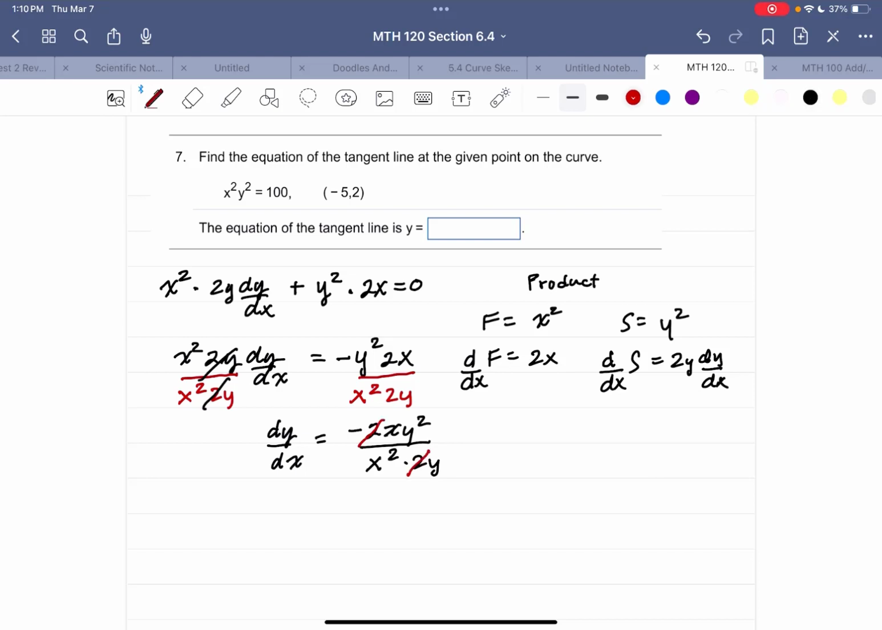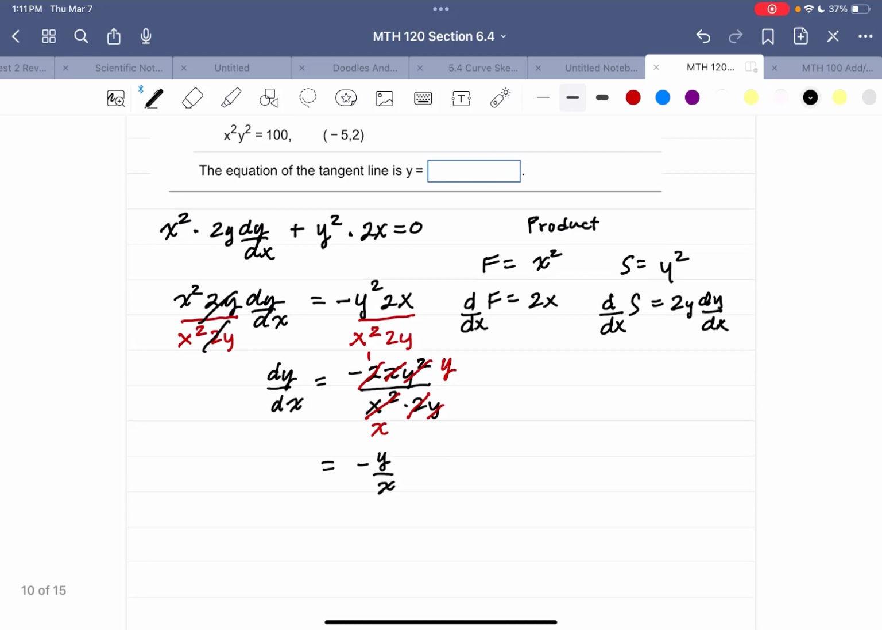These 2's will divide to 1. The x will leave an x in the denominator. And the y squared over y leaves a y in the numerator. So my formula for the slope of my tangent line is negative y over x. So that means, using my point (-5, 2), my slope is the opposite of y, negative 2, over x, negative 5. So it's a positive 2/5.